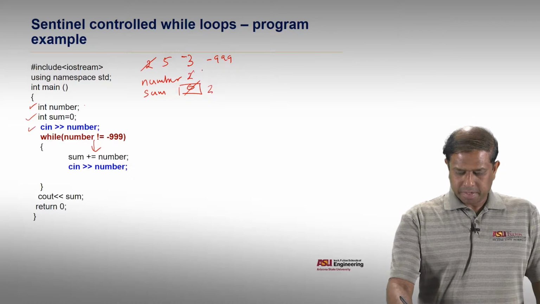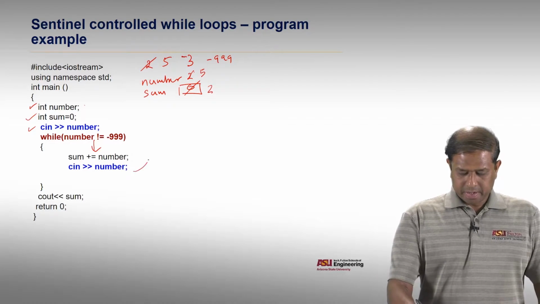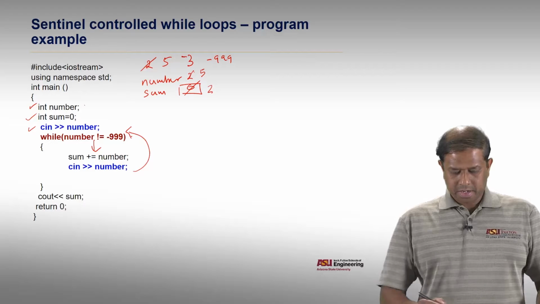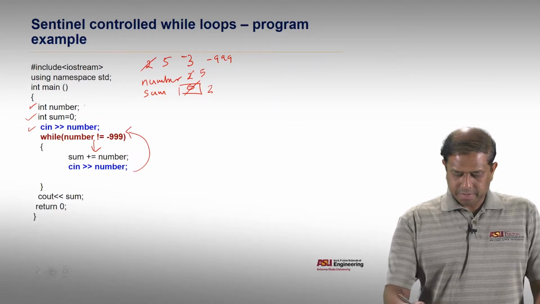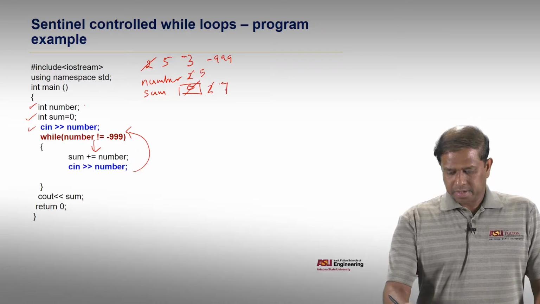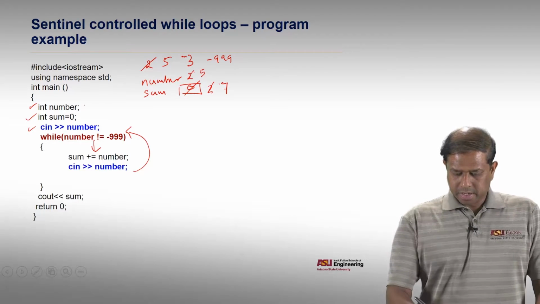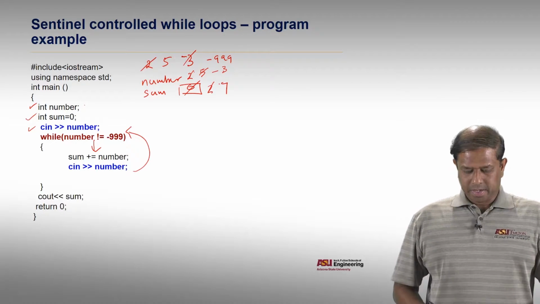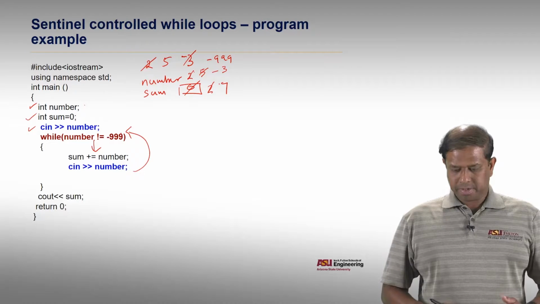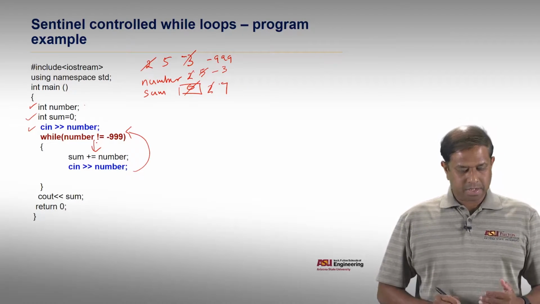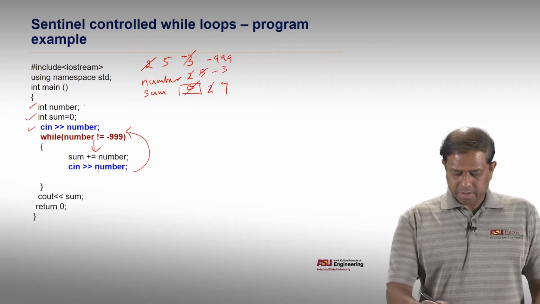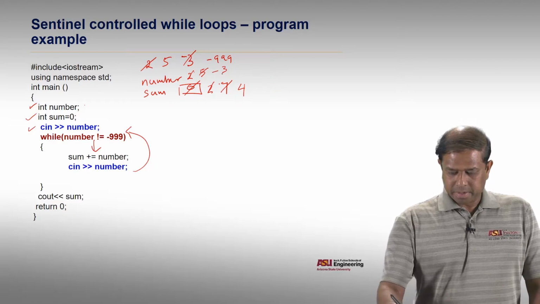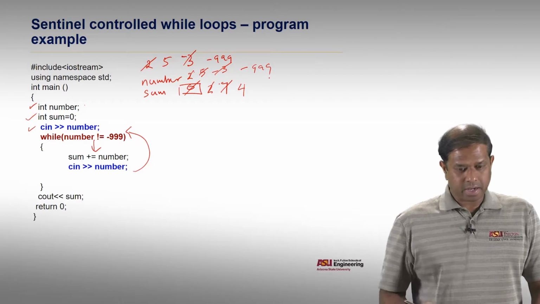When you read the second number, it is going to be 5. Then we go back to the beginning of the loop and check whether the number is not equal to -999, which is true at this point, so we add that one also to the sum, and then sum will be 7. Then we read the next number, that's -3. Go back to the beginning of the loop. Since it is not equal to -999, we add that one also to the sum, so that's going to be 4, and read the next number. The next number is -999.